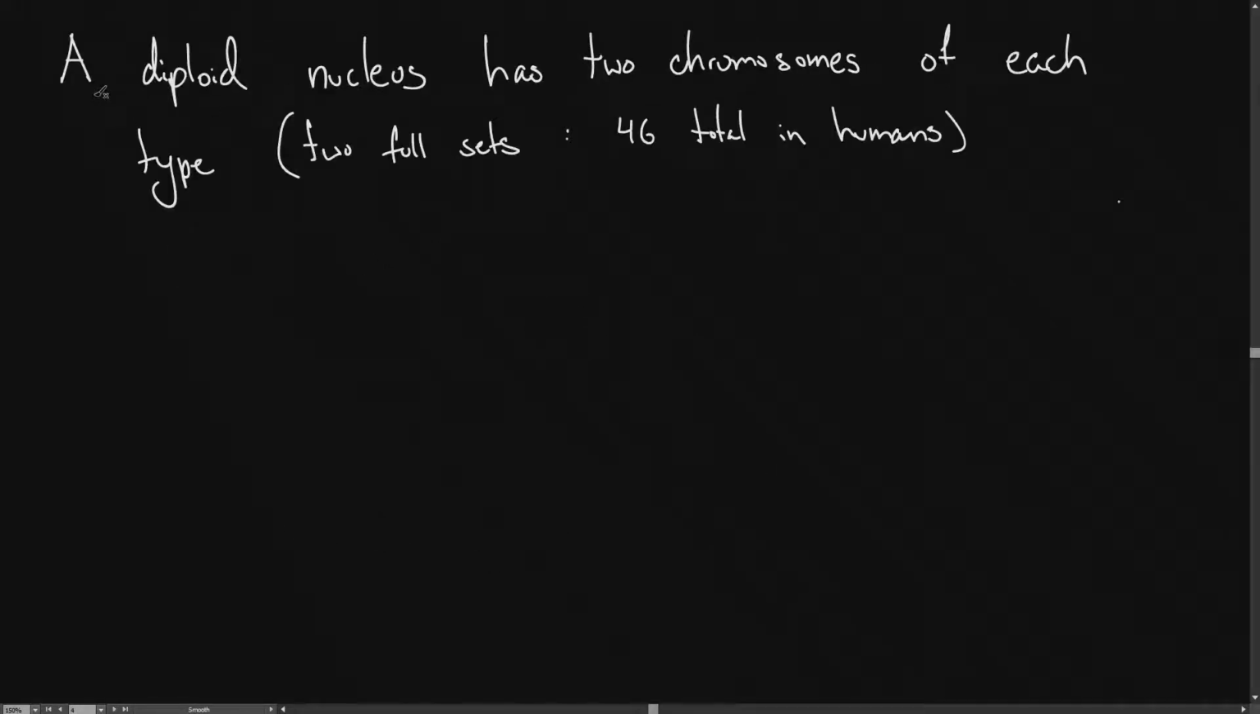Our first point is that a diploid nucleus has 2 chromosomes of each type. And this means that there are 2 full sets, and in humans we have 46 total. So there are 23 pairs. So 23 chromosomes, each has a pair. There's 2 full sets of 23, so 46.